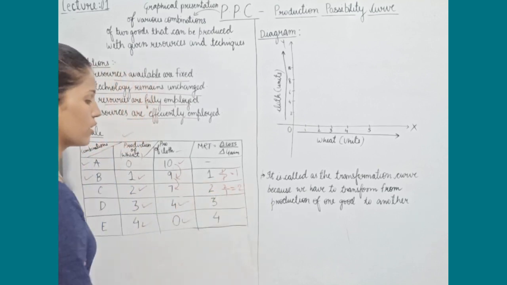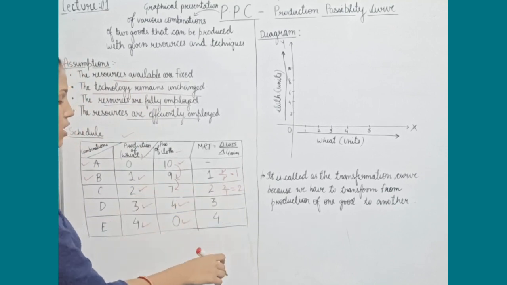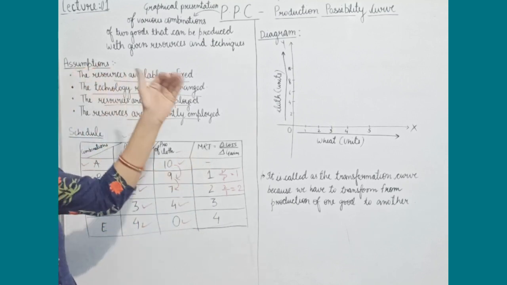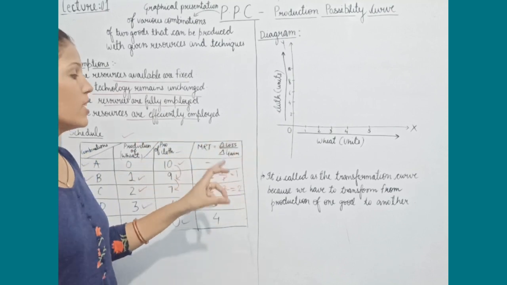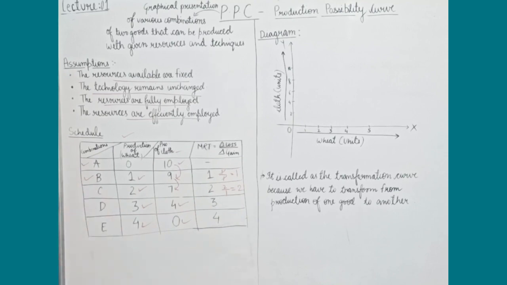So here it is 2. 1, we have increased here 1 unit. Same way it will go on. Okay, so this was your production possibility schedule, and how you are going to determine the MRT, which is the change in loss with reference to the change in gain of another component.